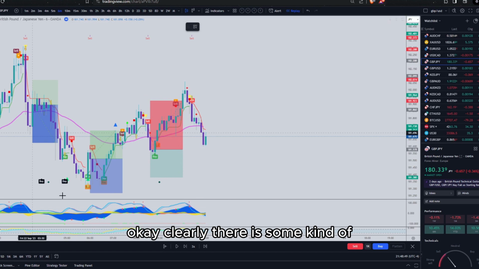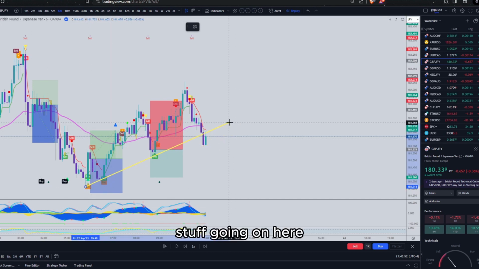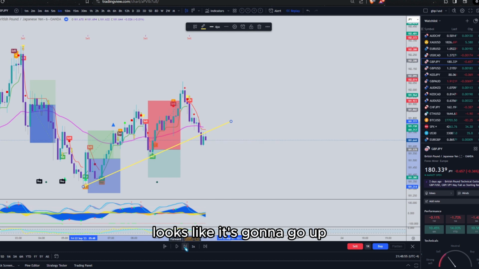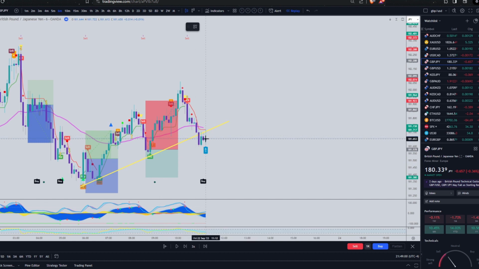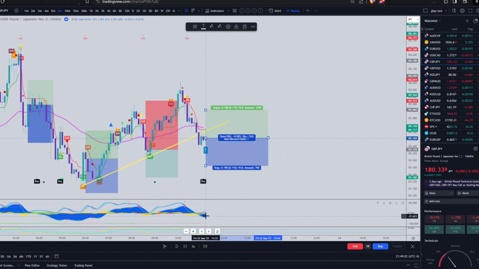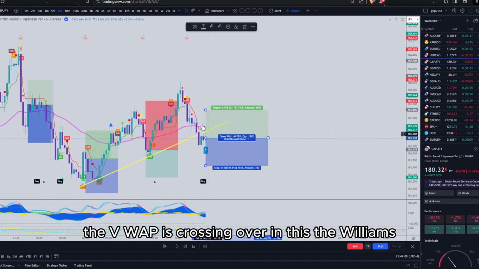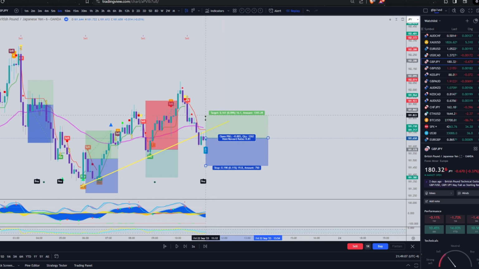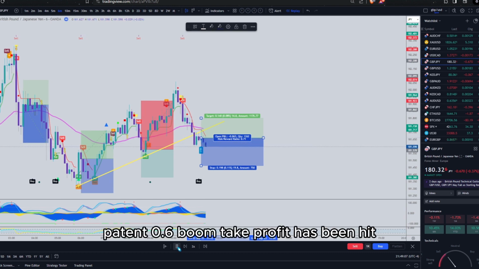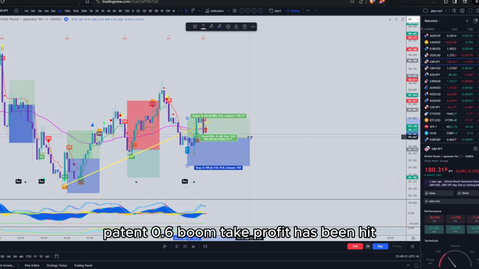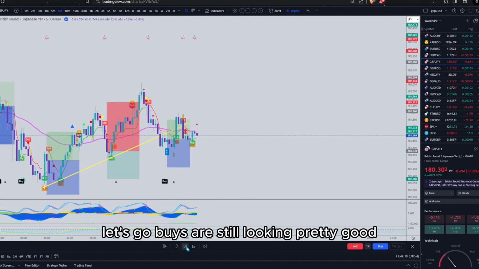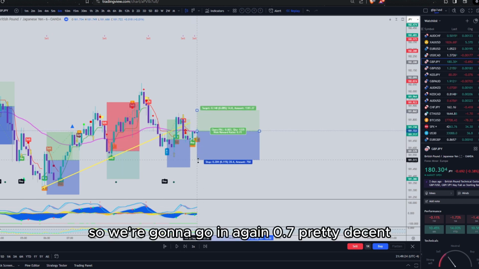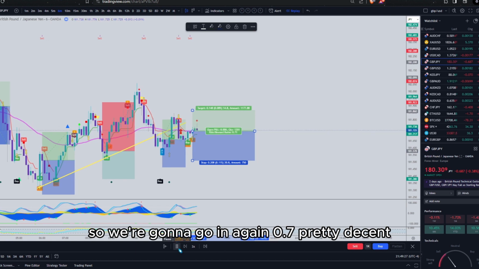Okay, clearly there's some kind of stuff going on here. Looks like it's gonna go up, and that signal is good enough. We have 1, 2, the VWAP is crossing over, and the Williams. Boom. Patented 0.6. Boom. Take profit has been hit. Let's go. Buys are still looking pretty good, so we're gonna go in again. 0.7, pretty decent.